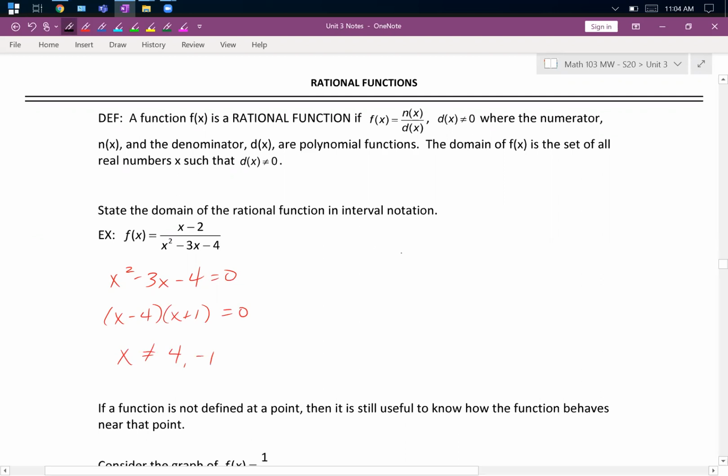I always like to draw a number line to help me with my interval notation here. We don't want negative 1 or 4, but we want everything else.